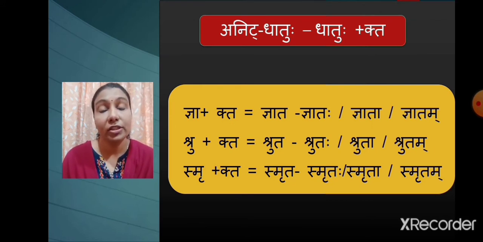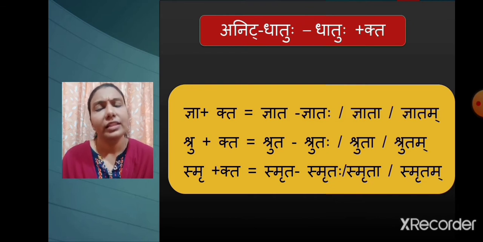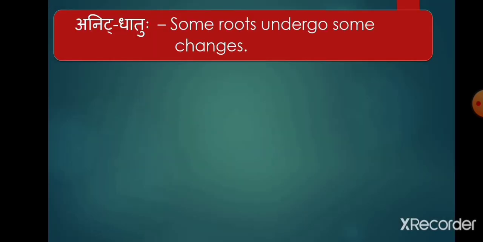The next example is of the dhatuhu smru. Smru means to remember. When we add kta to it, we get the form smruta, and when we use it like Ram, Lata and Phal, we get the three different forms, and they are smrutah, smruta and smrutam. I hope you have understood it. But students, change is observed in case of some roots while adding the suffix ta. Let's see some examples of such roots. Here are the forms of the roots which undergo some changes.